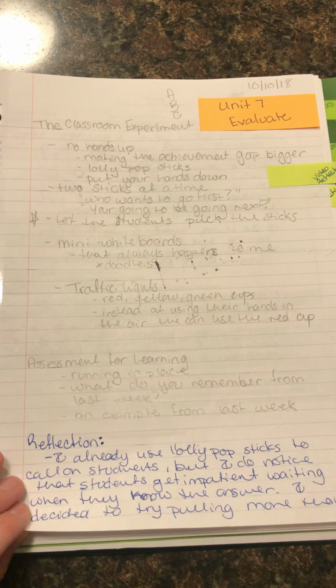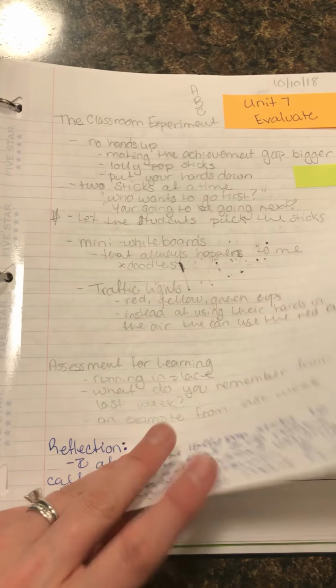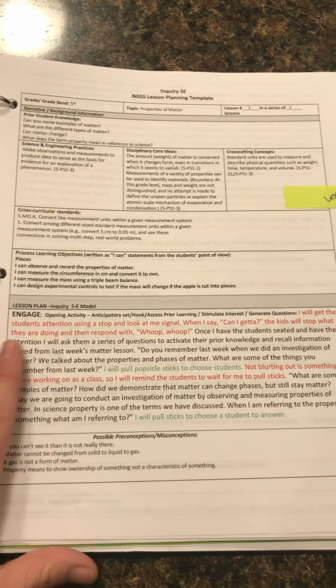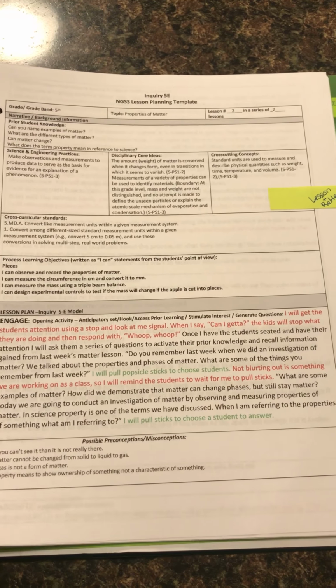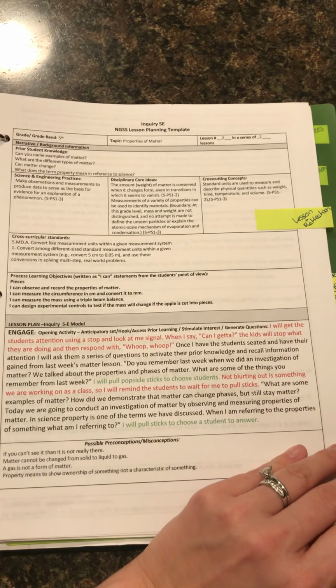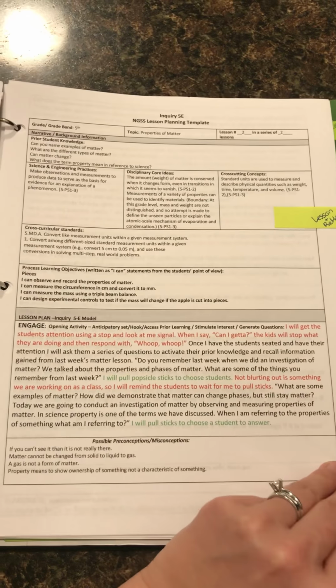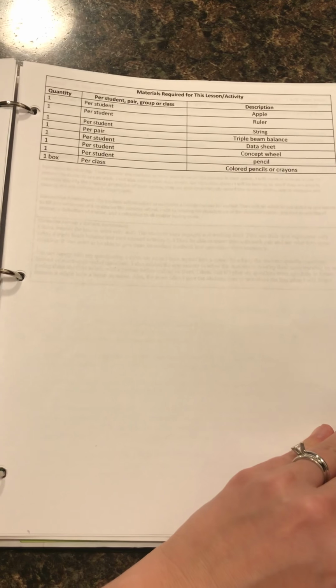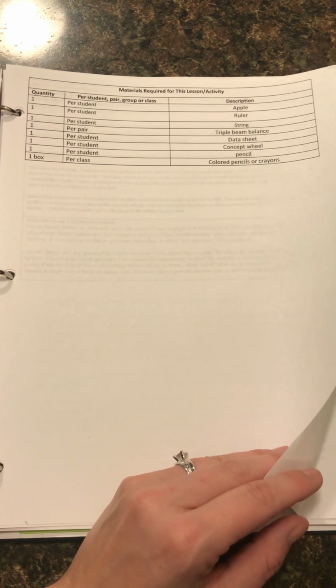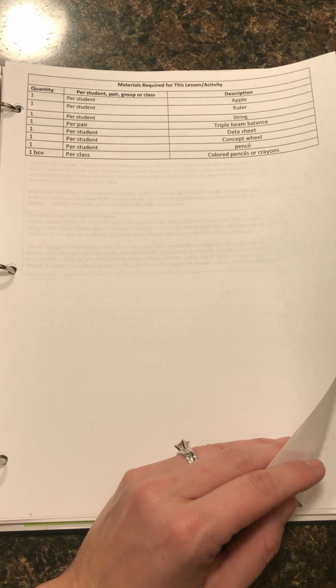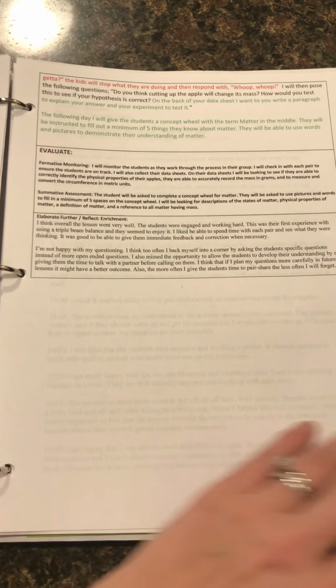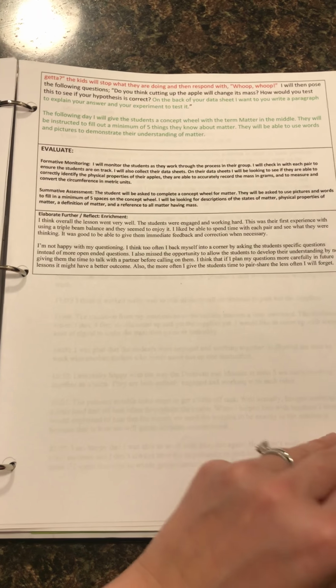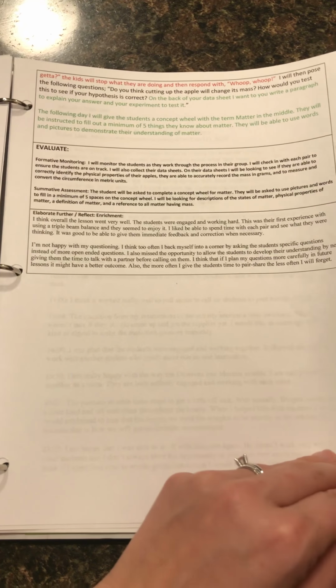Then week 7 was evaluate, and that was the lesson that I videotaped and submitted. We did a lesson on measuring the mass of apples and identifying the physical characteristics of matter. It was the first time most of the students had ever used a triple beam balance, and they really liked it. You could tell it made them feel more like scientists.